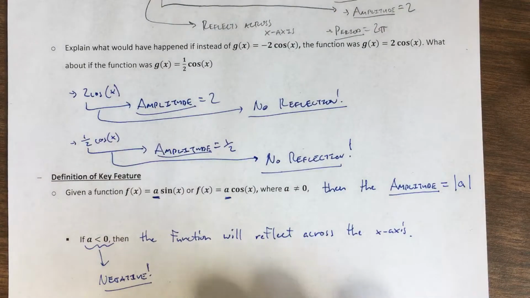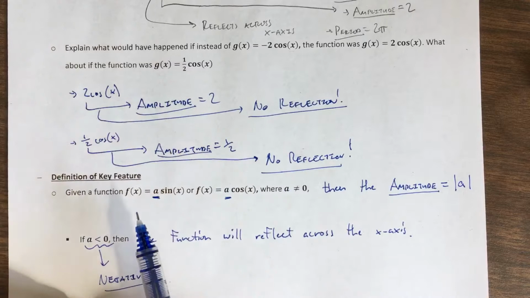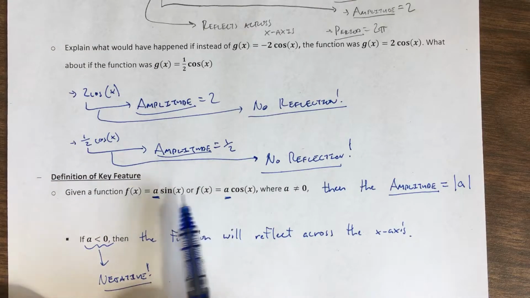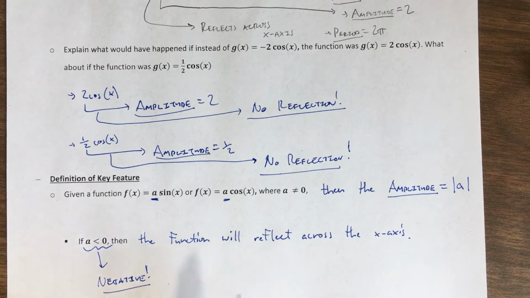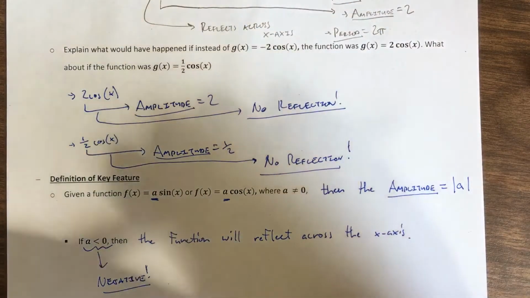And that's the biggest transformation. If we multiply our parent function by a value, then the amplitude is going to change, and if that value is negative, then the function will also reflect across the x-axis.